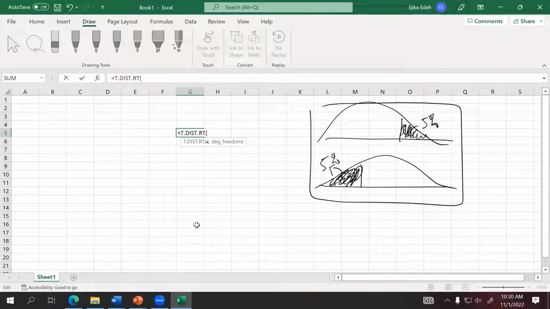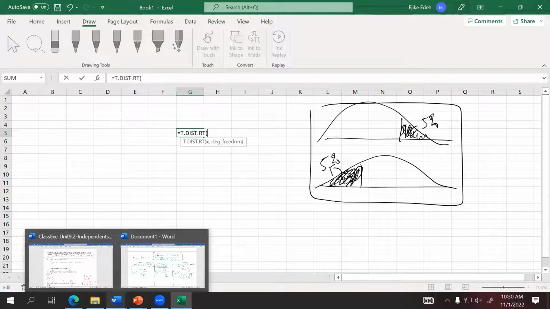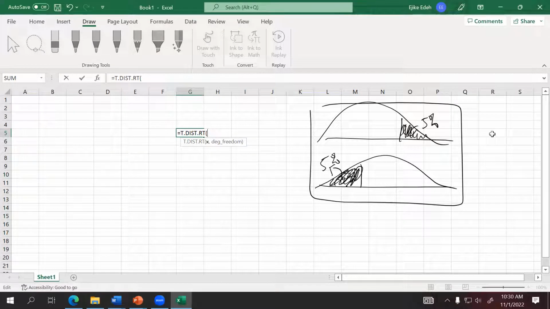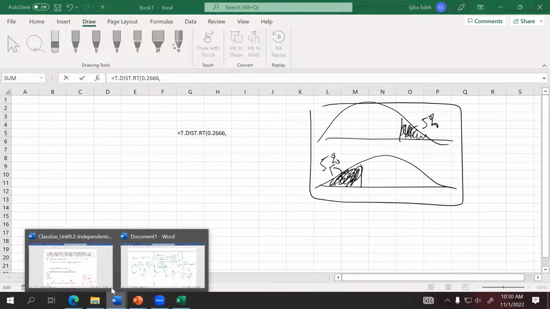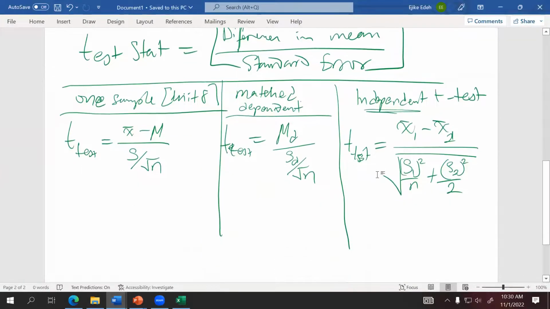It's the right tail, so the positive one, but even if it's left tail, also use the positive one. So here we have 0.2666. And you look at the degree of freedom. One thing I didn't mention when I was doing this overall review is the degree of freedom. I think this is a good time to add it.